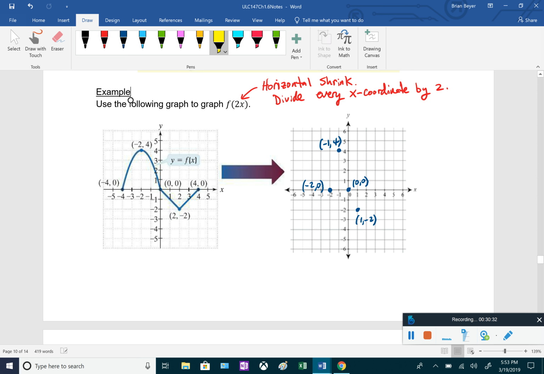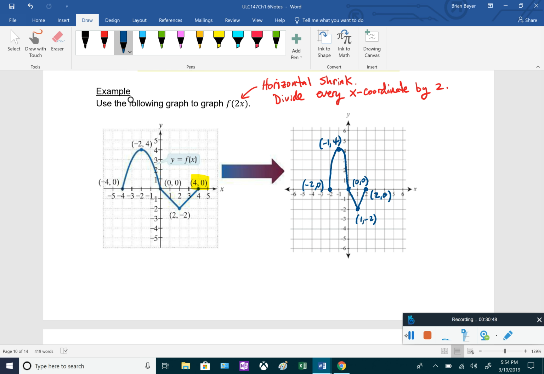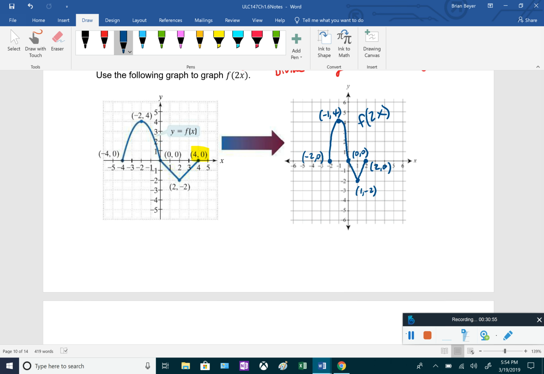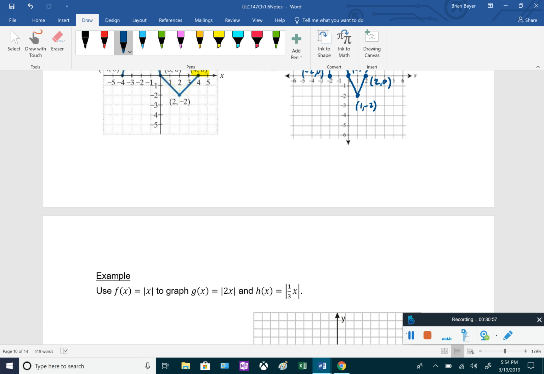And then lastly, 4 comma 0. 4 divided by 2 is 2. So that's 2 comma 0. So now just connect this in that same shape that we just had. And it'll look something like this, where this is f of 2x. Okay, so one more.